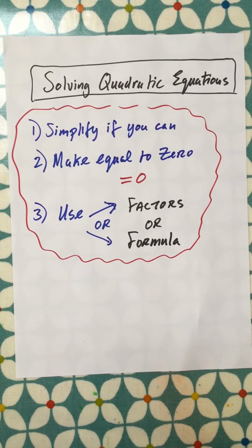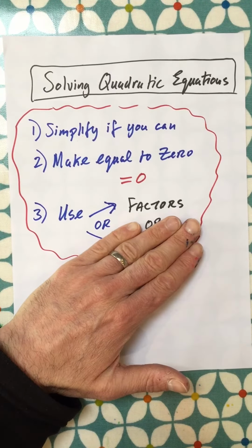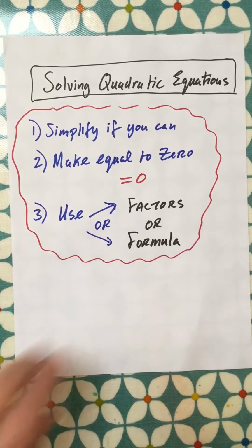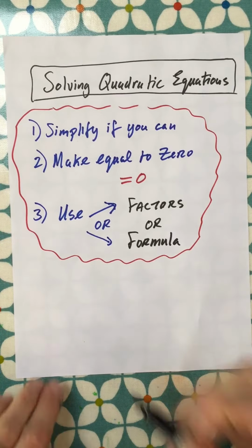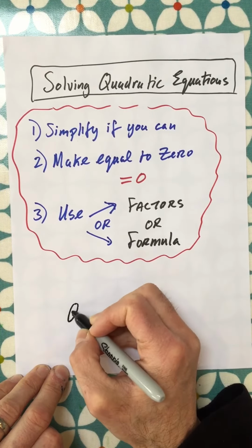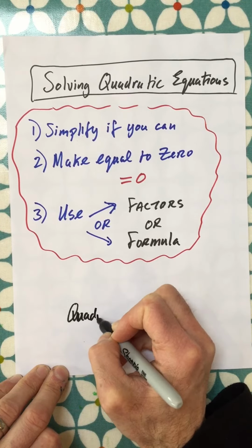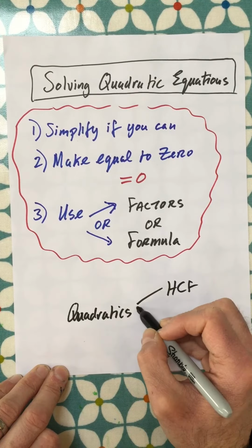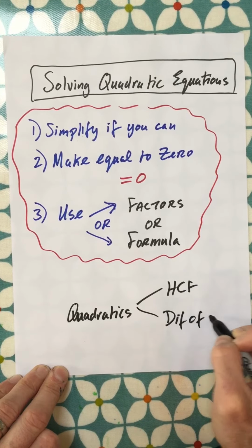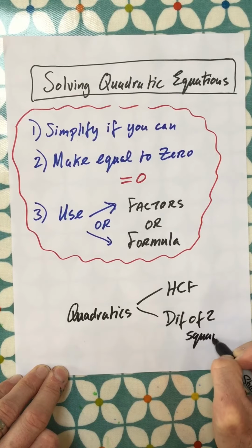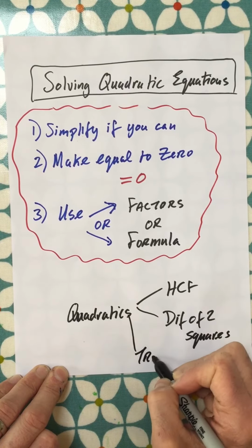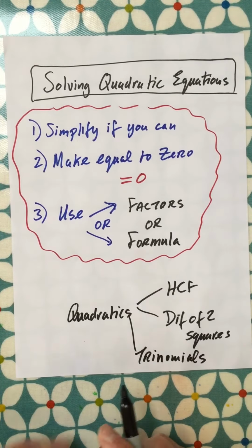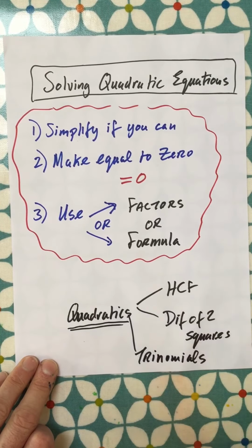Before I finish on this short video, to use the factor method, which is what I'm going on to next, you have to revise over quadratic factors. You might recall that with quadratic factors, we learned that there were 3 types of quadratics. You've got what I call HCF types. You've got difference of 2 squares. And you've got what I call trinomials. So I need you guys to revise this if it's not fresh in your memory.